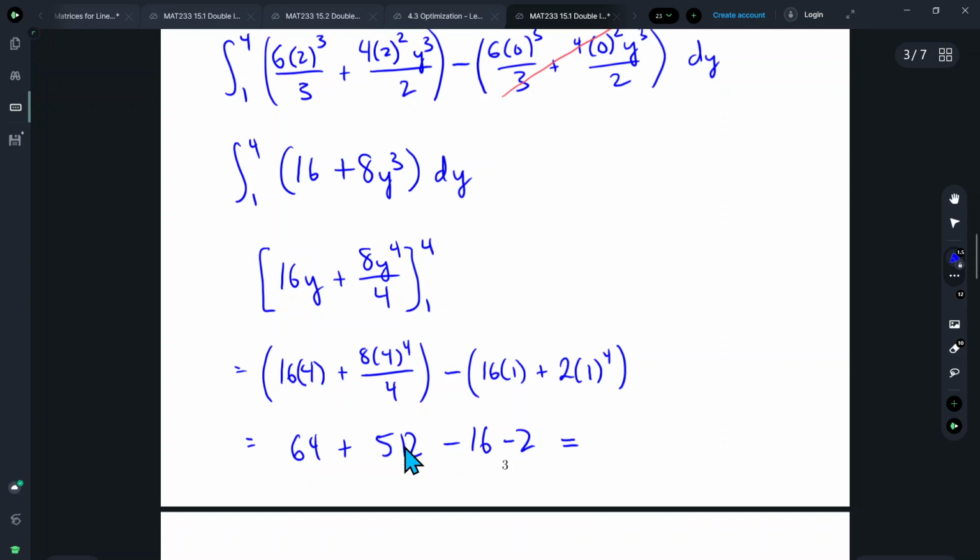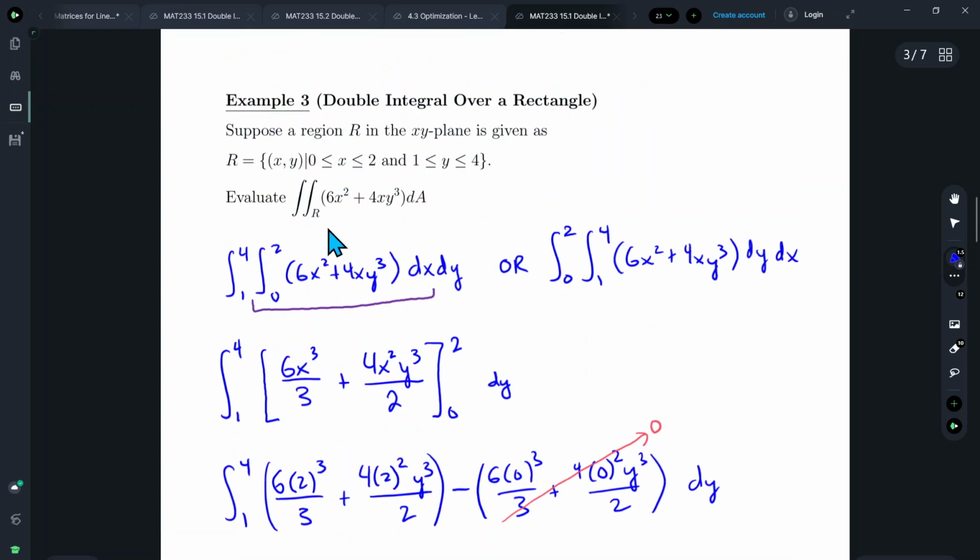Okay, so what do we get in total? This is 576, minus 16 is 560. 560 minus 2 is 558. So this is the value of this definite integral.